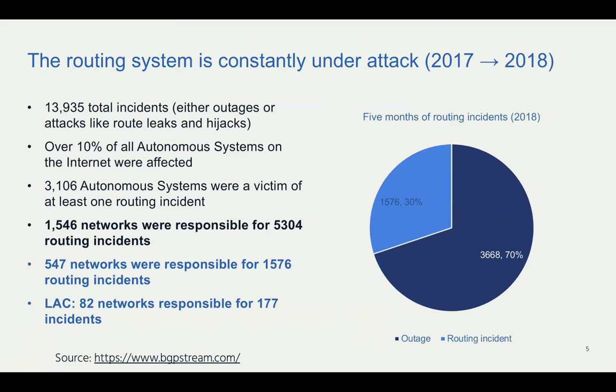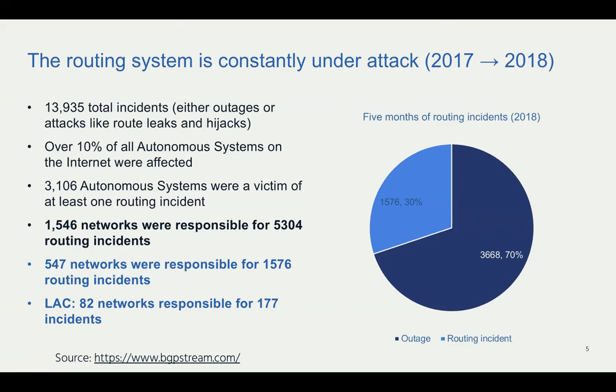So if we compare those numbers with 2018, and here I put the numbers obviously only for the first half, well, to be precise, for the first 5 months of 2018, what we can see, and those are numbers in blue, right? Compared to 1,500 networks that were responsible, now we see in the first half of the year, 547 networks were responsible for 1,500 routing incidents. And if we look specifically at Latin American region, there were 82 networks responsible for 177 incidents.